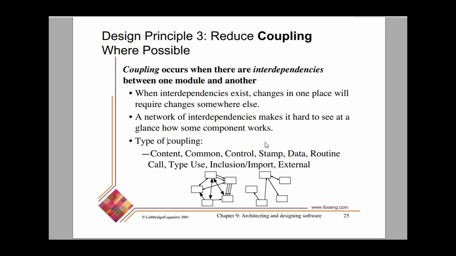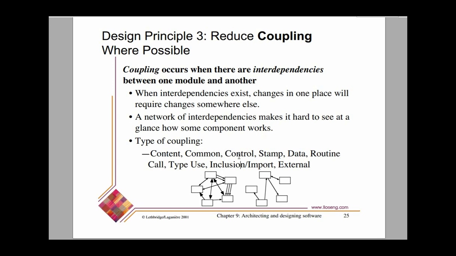Now to reduce coupling, you have to reduce the number of connections between modules and the strength of the connections within modules. In this diagram, can you see that this particular figure has lots of interconnections, while in this one the interconnection is less? So this is known as a less coupled module, and this is a higher coupled module.